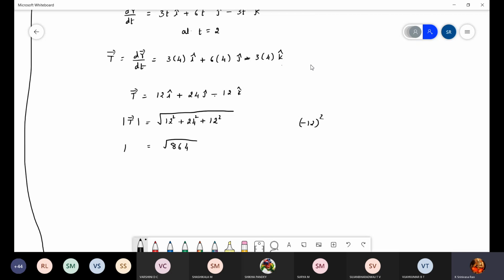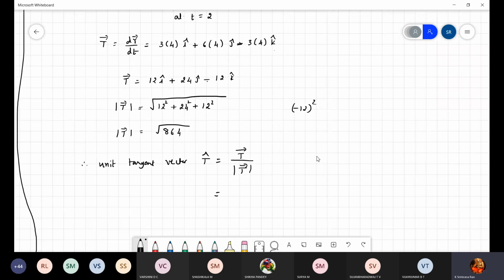So whatever you will tell, I will write. Now, therefore, unit tangent vector: t cap equals vector t divided by its magnitude.